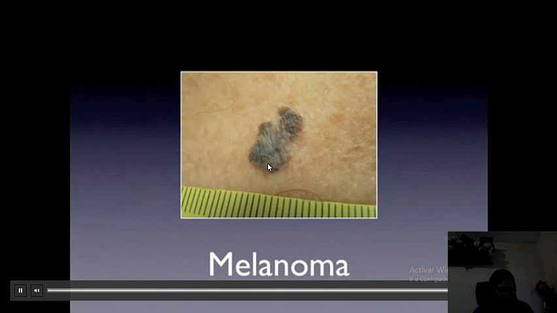Here's a melanoma with a more classic picture of a melanoma. It's got the scalloped borders, and it's got color variation. And again, it's greater than 6 millimeters. So we want to look for these patterns.